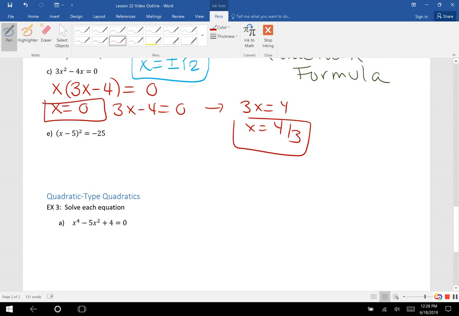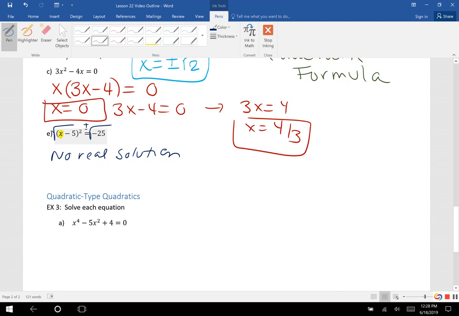And finally, in our last example, can we use the square root method? I see only one x in this problem, so yes, I can. I'm going to start by taking the square root of both sides. Don't forget the plus or minus. In this one, we're taking the square root of a negative, so there's actually no solution here. Or more specifically, there's no real solution.